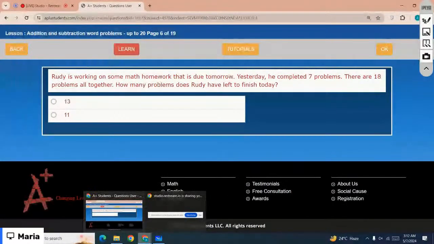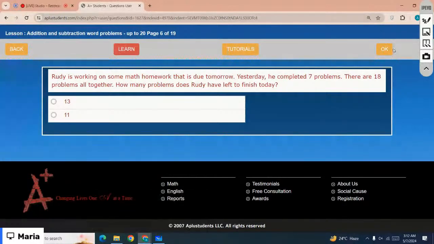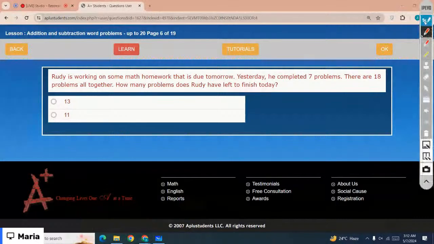Rudy is working on some math homework that is due tomorrow. Yesterday he completed 7 problems. There are 18 problems altogether. How many problems does Rudy have left to finish today? So you have to do 18 take away 7. 8 take away 7 is 1, and that is 11. That means the correct option is 11, right?